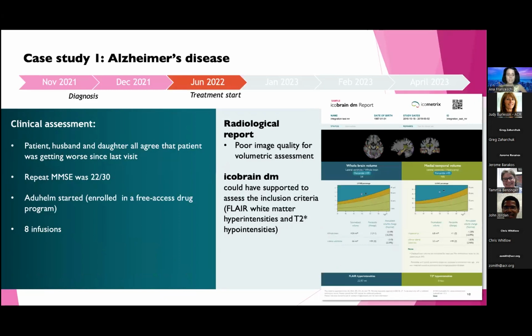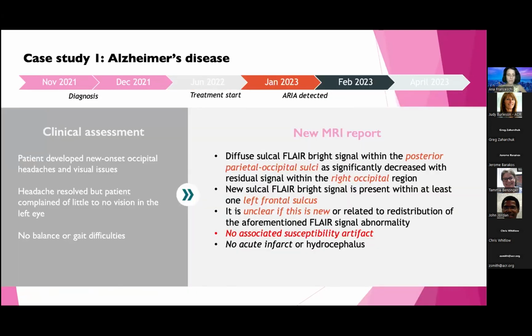So about 6 months later, the patient was getting worse. Her MMSE dropped to 22. And at that point, the patient was enrolled in a free access drug program, and aducanumab was started. The patient had 8 infusions, and the initial MRI was relatively poor quality, and segmentation was not successful.